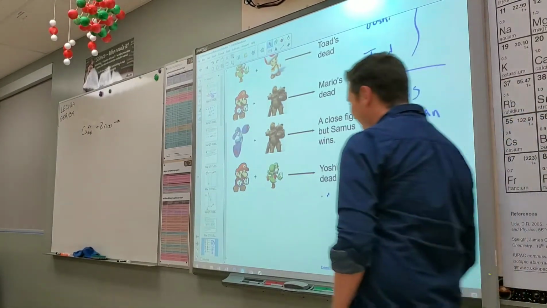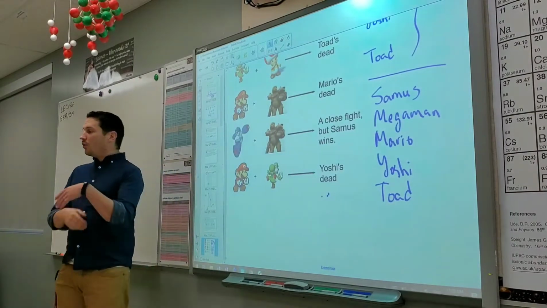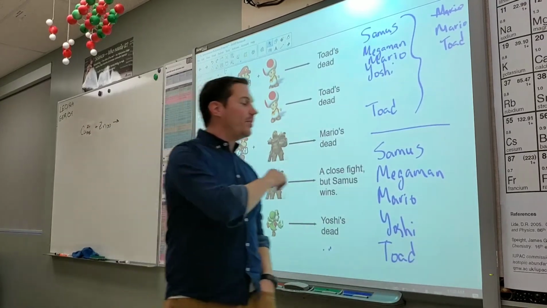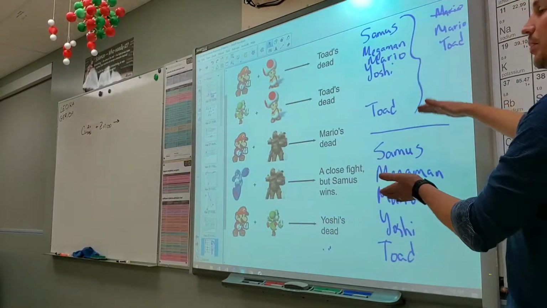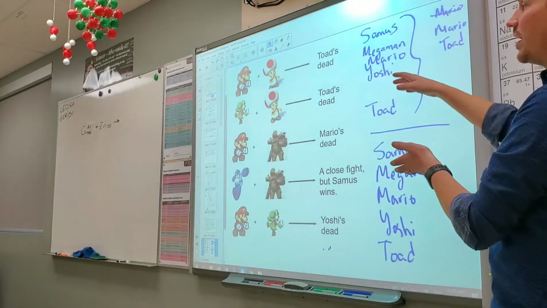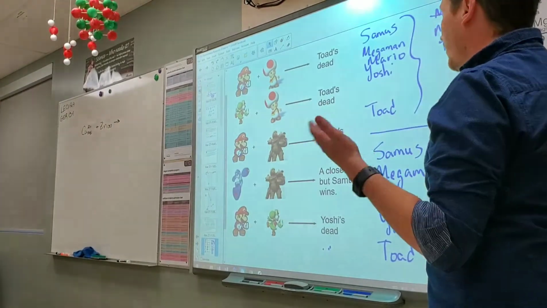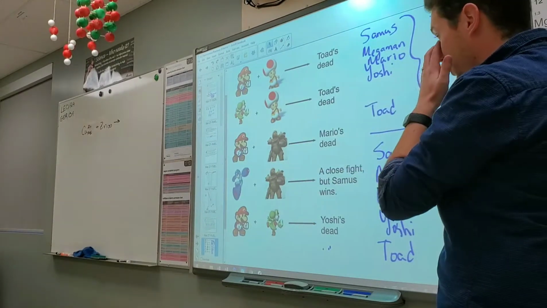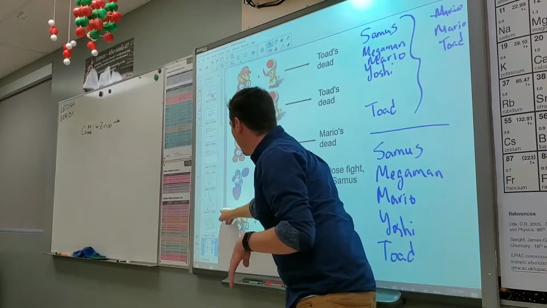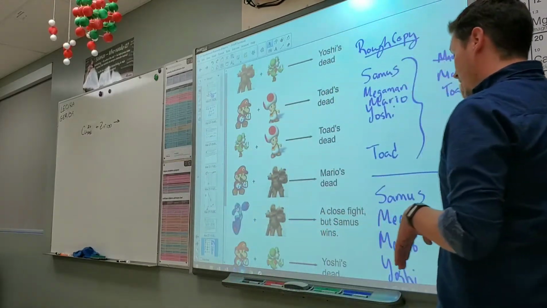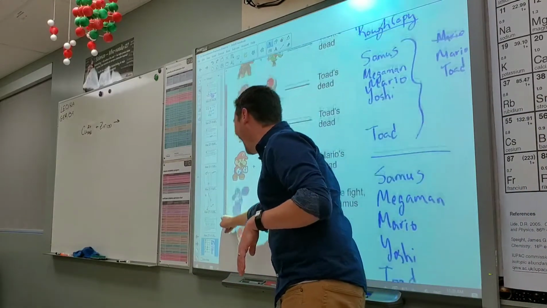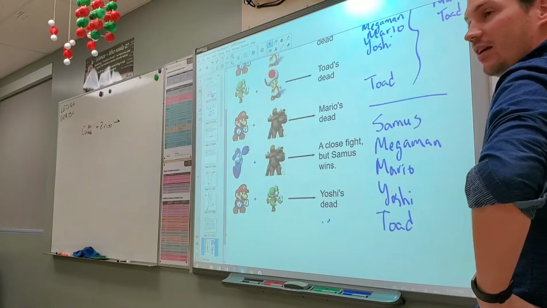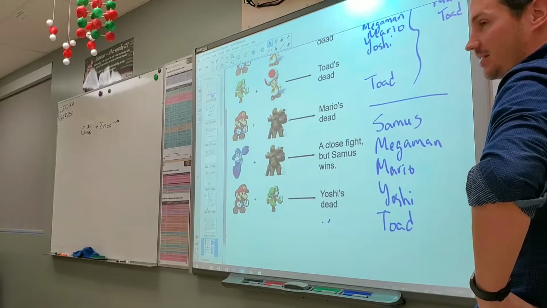Hey, let's try this. What can you say about this? Let's pick two of these people that didn't fight in the tournament, and see if we could figure out whether one person would win or lose. Did Samus ever battle Toad? No. But what can you say? What can you say about the interaction between Samus and Toad? Toad would be obliterated. Absolutely.